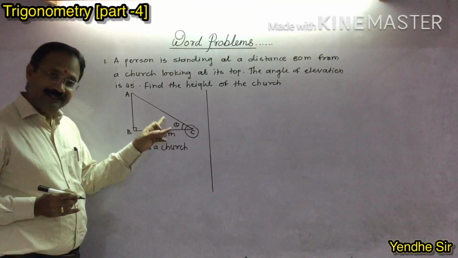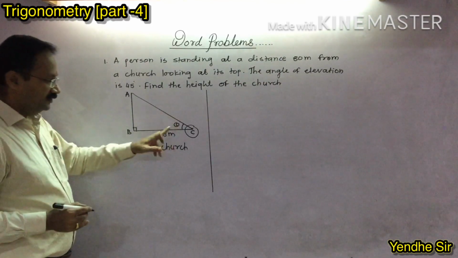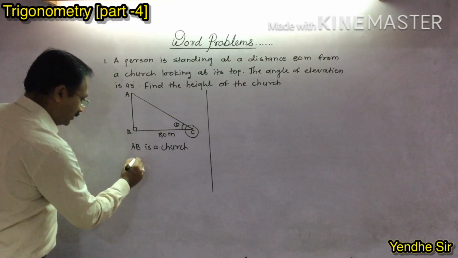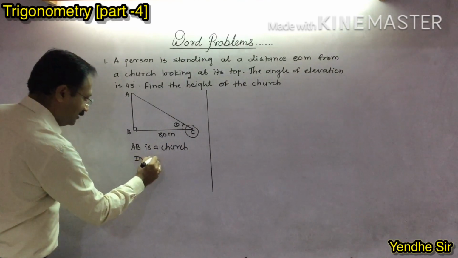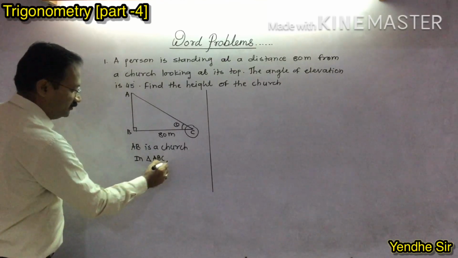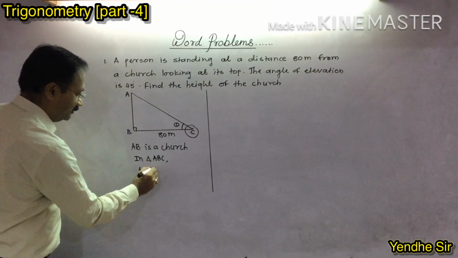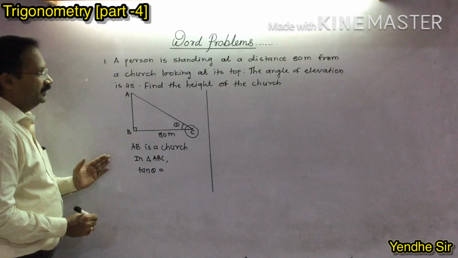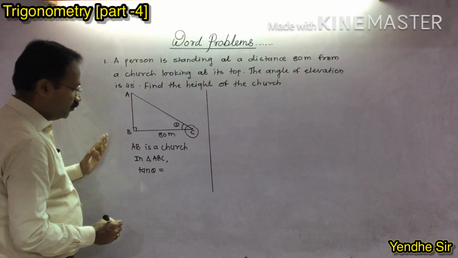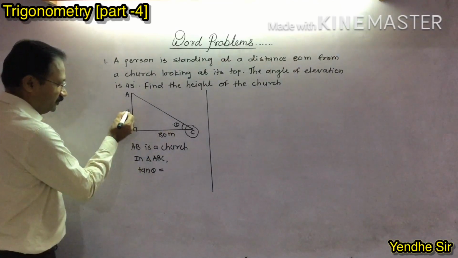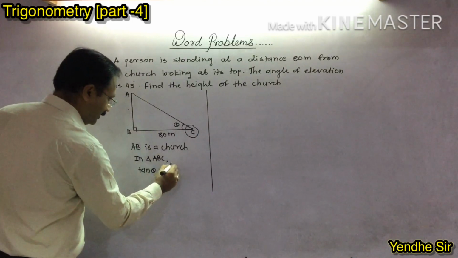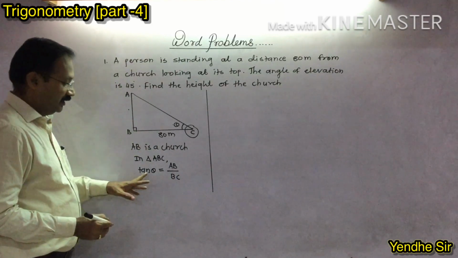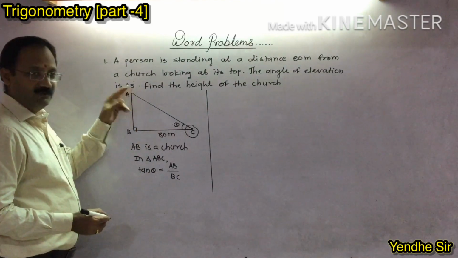Theta is nothing but the angle. So I am going to see from this C, because this person is at the point C. So you have to write in triangle ABC, tan theta equals to, okay, tan theta equals to what? We know the formula, opposite upon adjacent. So AB upon BC.